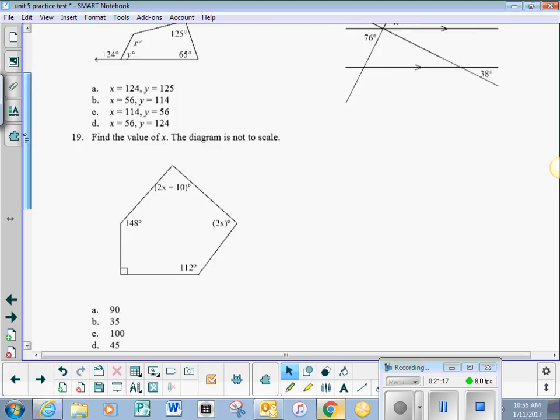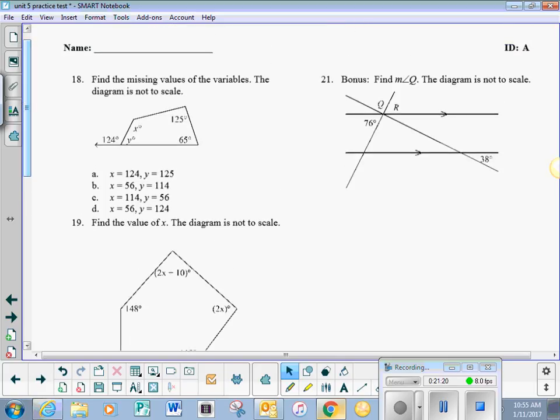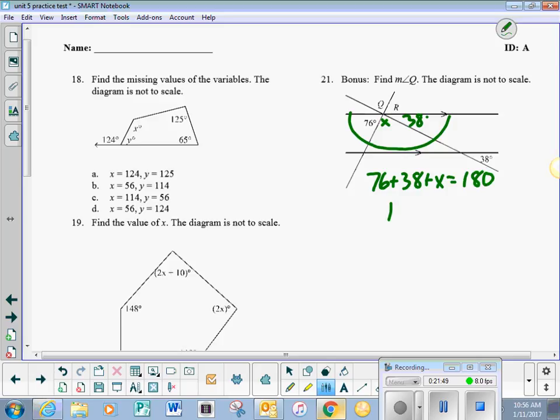Now for the bonus. Well, I need to find angle Q. Well, I can't tell what angle Q is yet, but I know that if this is 38, then this is 38 because they're corresponding. And I know if this is 38 and this is 76, what are the three of these angles? They're supplementary. So I know 76 plus 38 plus x is 180. So I know that 114 plus x is 180. So I know that x is 66.